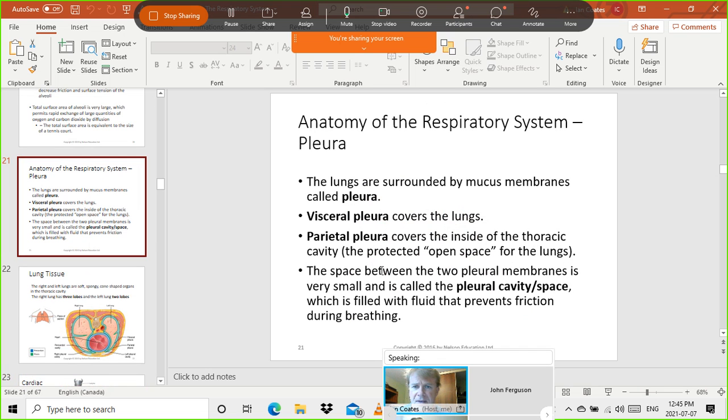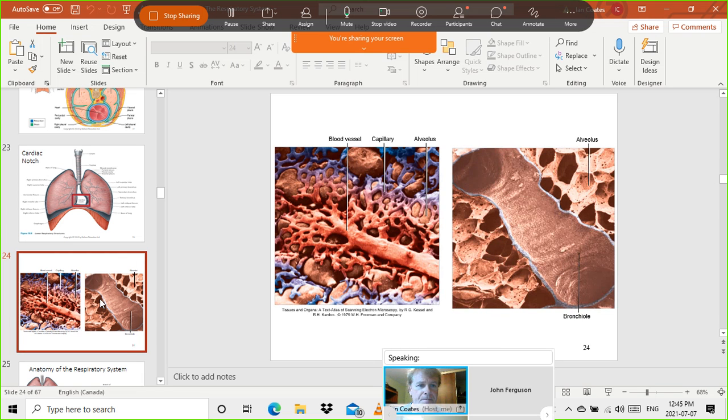Did I miss something here? Yeah, have a look at this. It just goes into a little bit about the visceral and parietal pleura. Have a look at those there, lungs damaged by smoking.